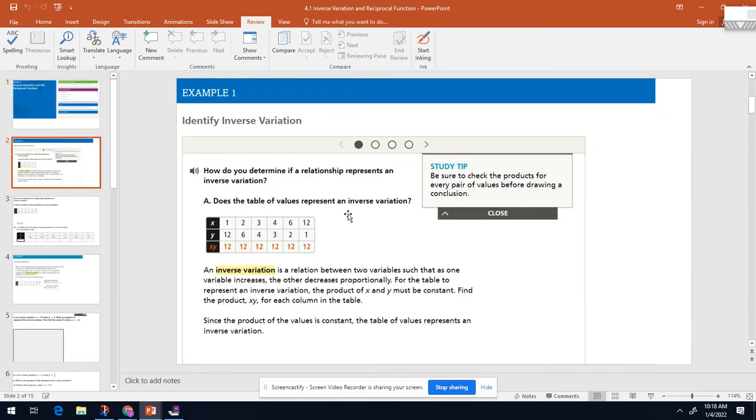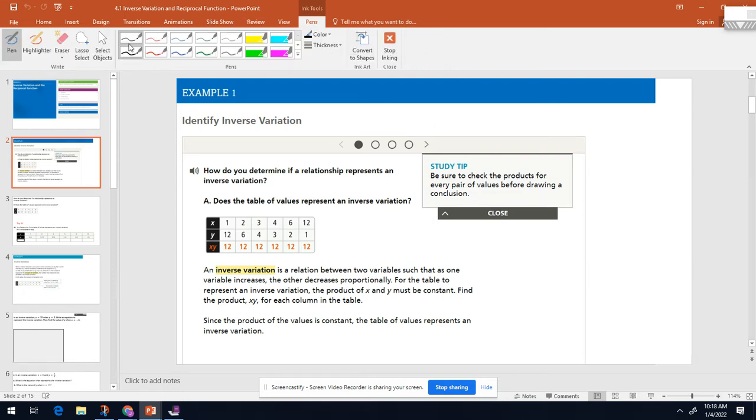Okay, so we're going to look at this, kind of give you this full screen here on how to do this, and then I'm going to show some examples. We're going to talk through this example. The first thing that you're going to be asked is to identify inverse variation. So how do you determine if a relationship represents inverse variation? We're going to multiply the x times the y, and if these values are the same, then it is inverse variation.